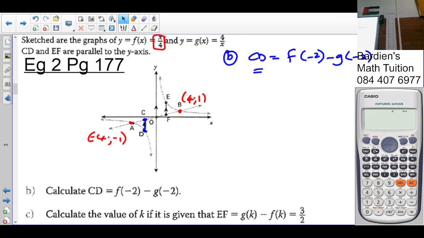But anyway, again, CD is the distance between two graphs. In this case, it's going to be the straight line minus the hyperbola. As you can see, it's going to be f of x minus g of x. But they want to know at minus 2. So what you must do is, wherever you see an x, you put a minus 2 in your f. Wherever you see an x for the g, you put minus 2 as well. Simple substitution. You don't need the equation here.